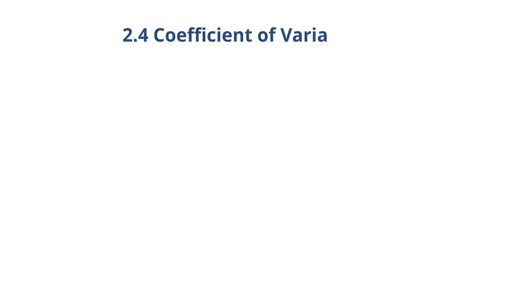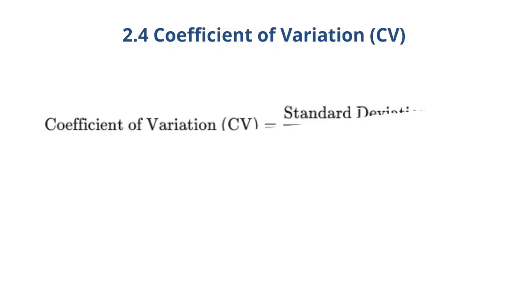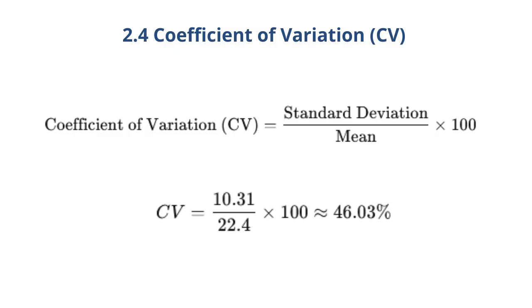2.4. Coefficient of variation, CV. The coefficient of variation, CV, is the ratio of the standard deviation to the mean and is used to compare the relative risk of different datasets. The formula is coefficient of variation, CV, equals the standard deviation divided by the mean, times 100. Using the sample from above, mean equals 22.4, standard deviation equals 10.31. The coefficient of variation is CV equals 10.31 divided by 22.4 times 100 equals 46.03%.